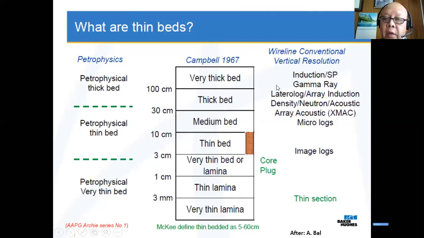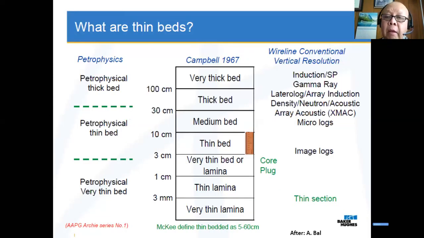If you look at the conventional wireline logs here, induction, SP, gamma ray, they may be able to detect these beds which are relatively thick and not so thin. But with thin bed tools, we may be able to go down and detect up to centimeter levels. Then if you have a core, we can detect thin laminae which are down to about 3 centimeters or 1 centimeter. Then thin section will give us up to about 3 millimeters, depending on the section itself.